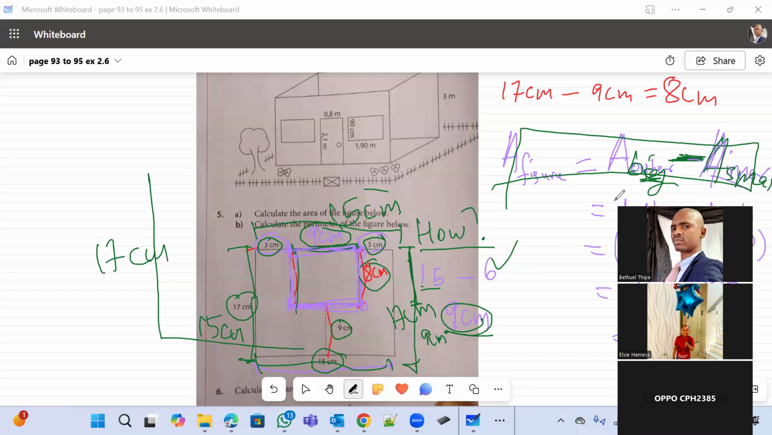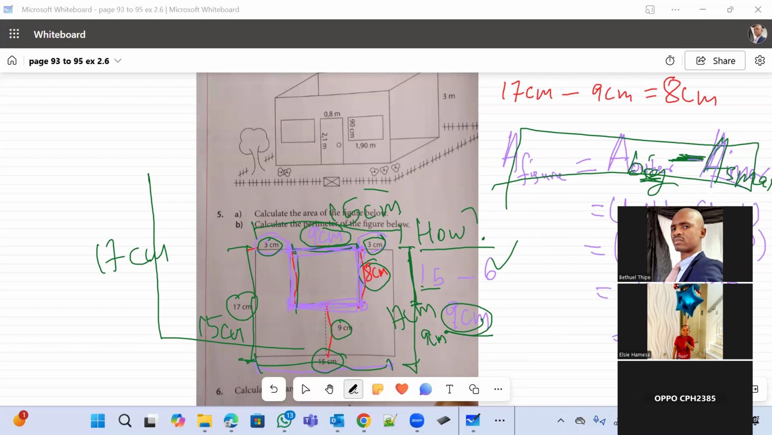But now the area is always length times breadth. That's the formula we don't change. We only use this formula for area, every time whenever you want the area of a shape.